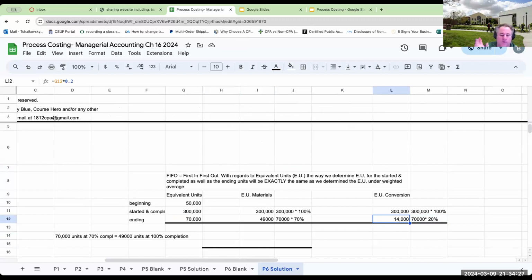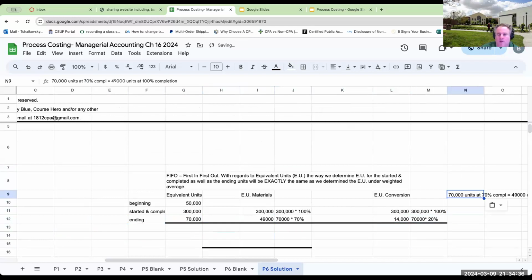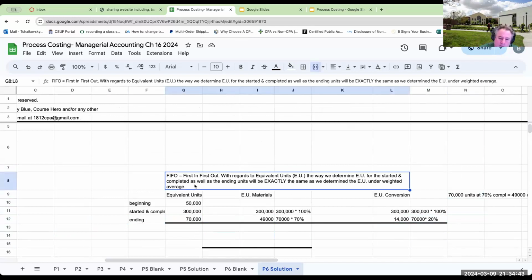How can we say this? Because we're dealing with mass production. This is process costing. This is not job order costing. Very, very important distinction. What we've just done right here is the same exact process that we use for weighted average, okay? The only difference between our FIFO and weighted average is how we treat the beginning inventory.